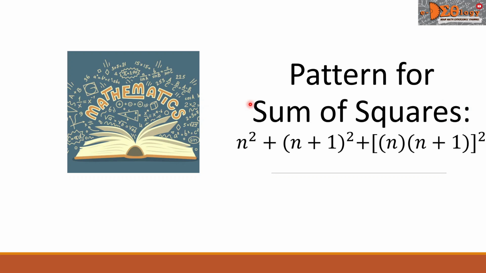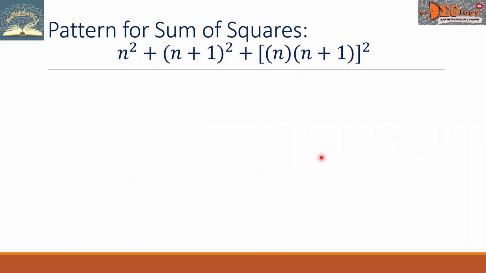Hi everyone. Today we're going to study a pattern for a sum of squares of this form: n squared plus the square of n plus 1 plus the square of the product n times n plus 1. Let's note that the n here is a natural number. In this pattern, we're getting the sum of three squares.